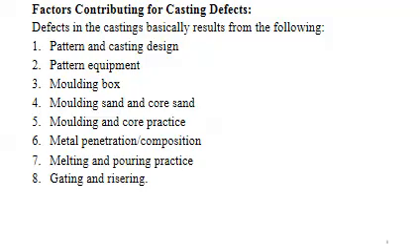Next is molding and core practice, which is very important. The sixth point is metal penetration and composition of the liquid metal, then melting and pouring practice. If the gating and rising system is properly designed, then defects in the component will be controlled. These are the factors contributing to casting defects: pattern and casting design, pattern equipment, mold box and mold side and core side, molding and core practice, metal penetration, composition, melting and pouring practice, and gating and rising.